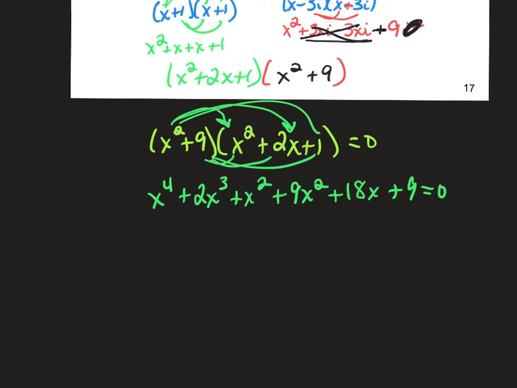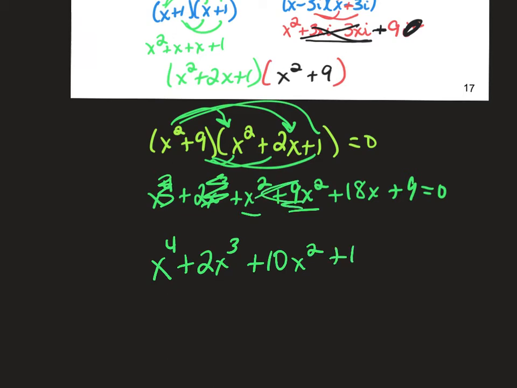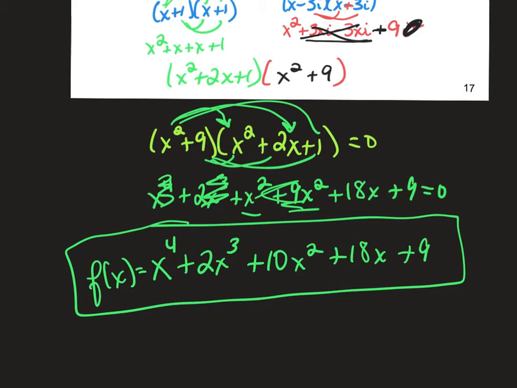Combine. Order it. Let's combine like terms. So x to the fourth plus 2x cubed. 1x squared and 9x squared gives me 10x squared, plus 18x plus 9. So you can either write f of x equals, or you can set it equal to 0. But you're working backwards. You're given the zeros, and you're going to work backwards to what the polynomial is.